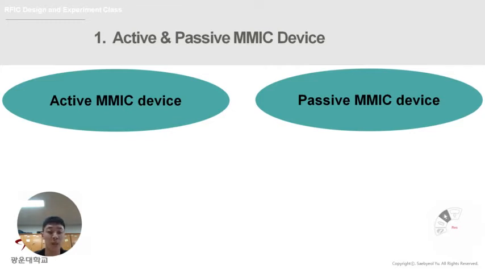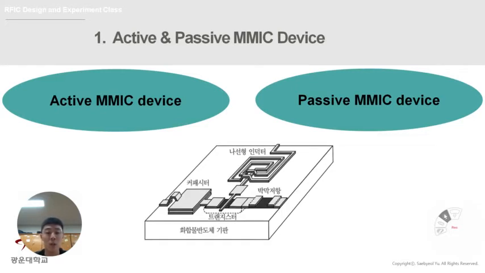Q factor and inductance. This is an example of an MMIC schematic diagram. As you can see in the picture, the active and passive devices are implanted on the same substrate.